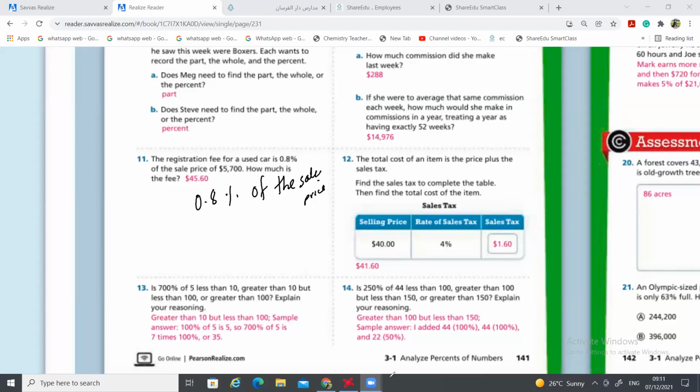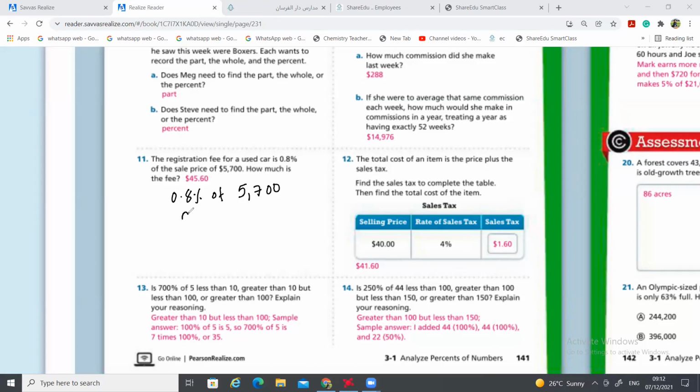Yes, so grade 7 girls will continue with 3.1, analyze percent of numbers, that is page 141, question number 11. Now here, the registration fee for a used car is 0.8% of the sale price. How much is the price? $5,700. So how much is 0.8% of 5,700?